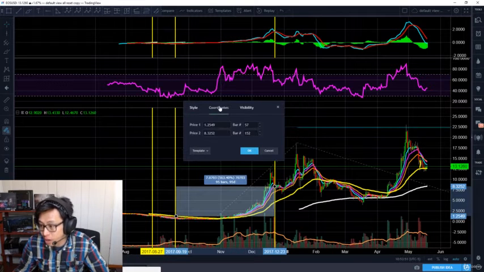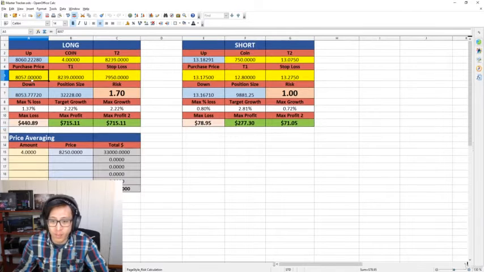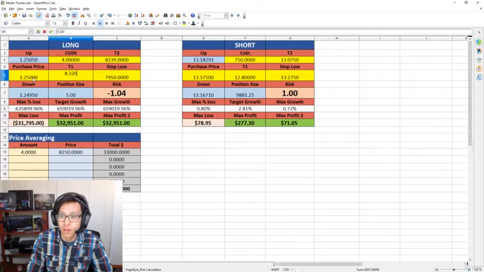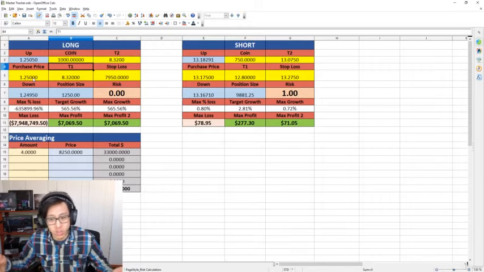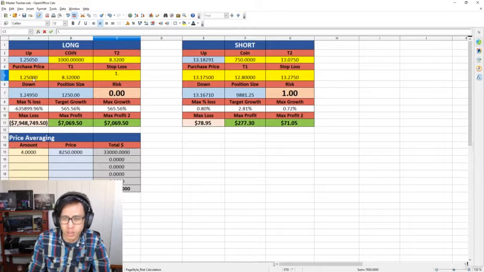So you bought it around, where is this at here? Let me just double check. It said $1.25 and $8.32. Okay, so let's just say you bought it at $1.25 and you sold it at $8.32. Let's just say you only bought 1,000 coins, which is a $1,250 investment, right? And your stop loss was about 1.2.